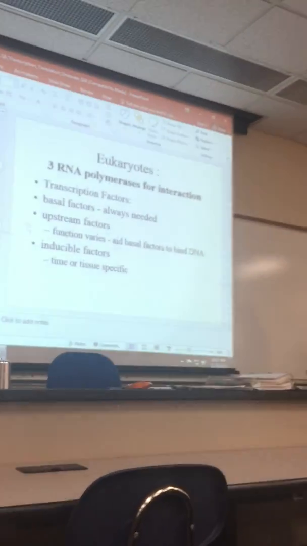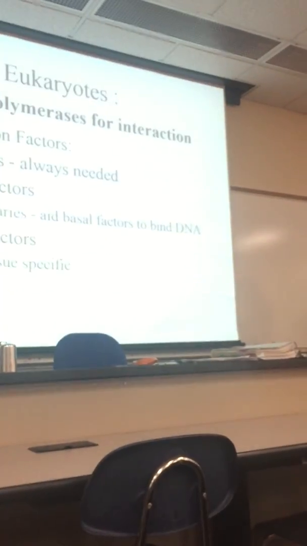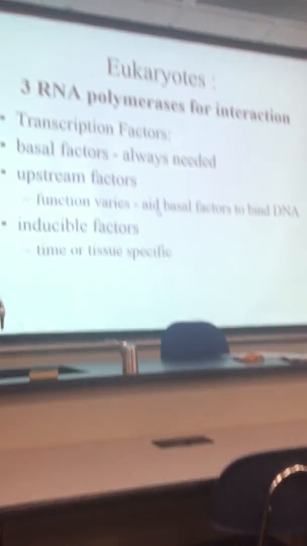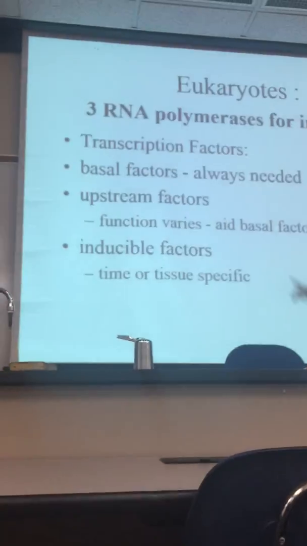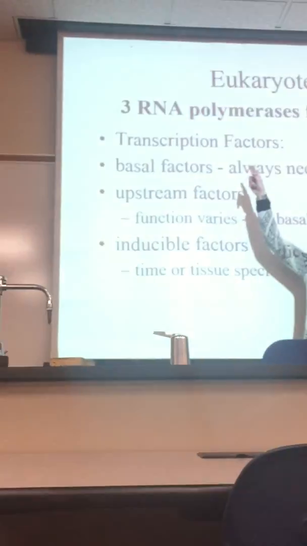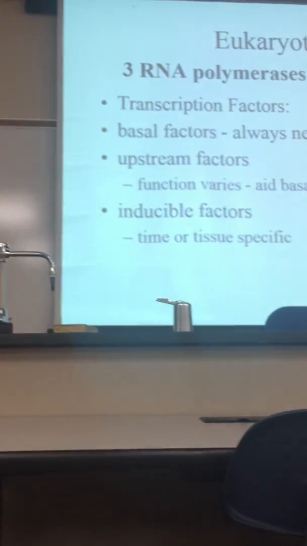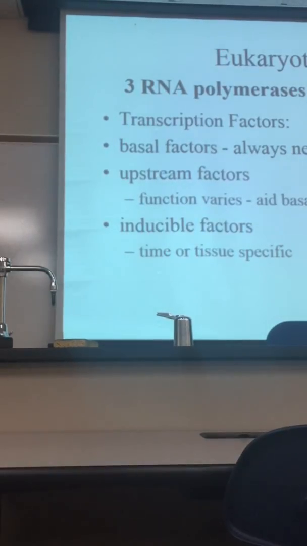Thank you. This is just a reminder, when we covered the polymerase, there are 3 different polymerases for interaction. You guys don't have to know that, just recognize it's RNA polymerase that does the job. But there's a lot of different types of transcription factors. These are the proteins that help bind at the promoter region to have that initiation complex.